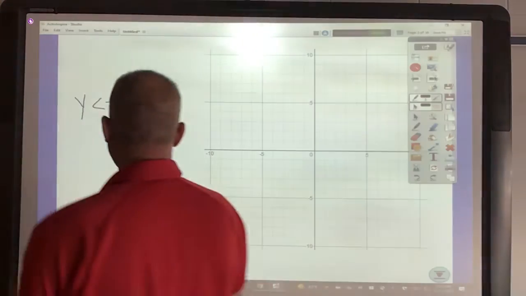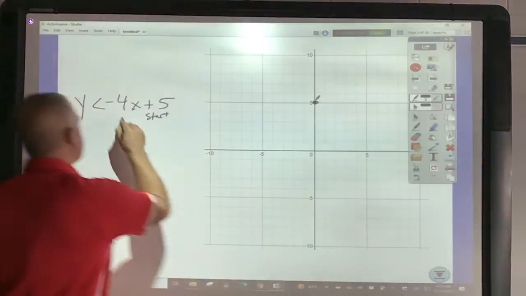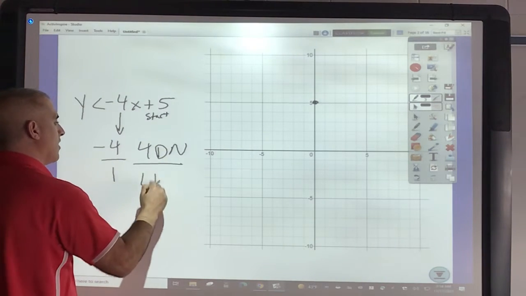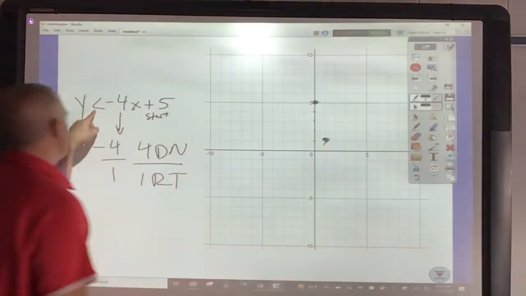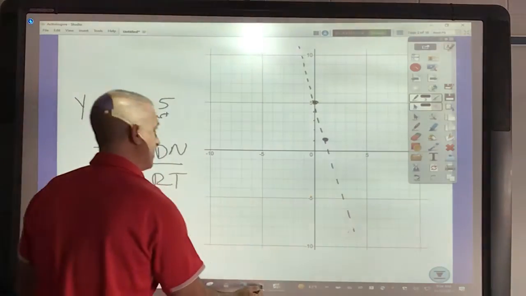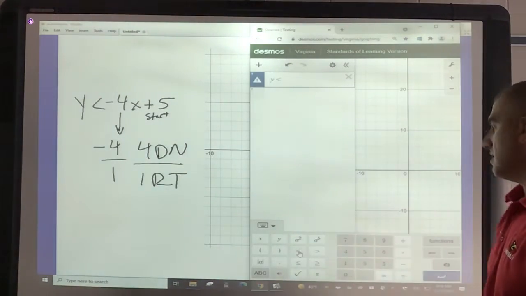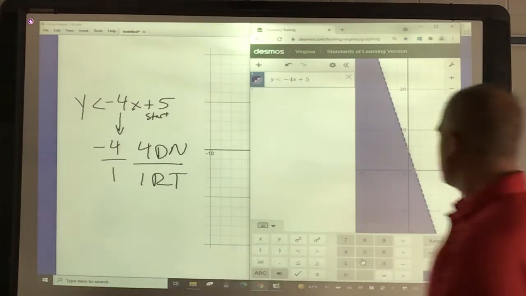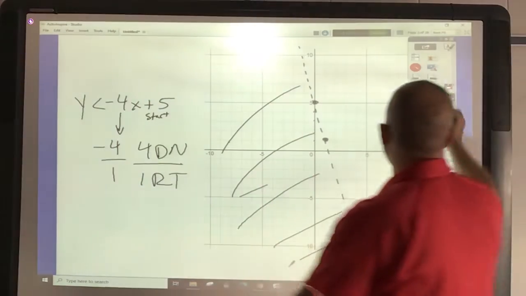So on this one, I wanna start here. On the y-axis, that'd be 5. Okay, -4, that's -4/1. That's 4 down, 1 right. So from here, 1, 2, 3, 4, 1 right. Now, since it does not have a line underneath of it, I make a dashed line for it, okay? And then I just go ahead and plot that. Y less than -4x plus 5, okay? And you can see the side that it's shaded on. Let me just do that, okay?